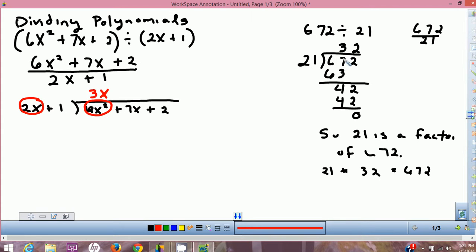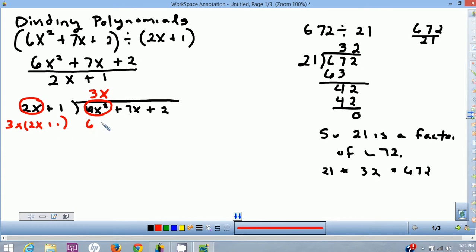Over here we said 21 went into 67 3 times, and so then we did 3 times 21 and got 63. I want to do 3x times 2x plus 1. You will often find that it simplifies things if you write that out here to the side, so you know what you're multiplying. So I want to multiply 3x times 2x plus 1. When I do that, I get 6x squared plus 3x. I have simply distributed my 3x.